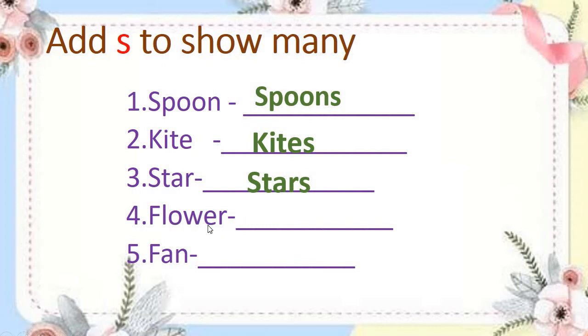F-L-O-W-E-R-S. Understood what I have to add? S. So, spelling is flowers. F-L-O-W-E-R-S. Flowers. Many flowers. Flower, flowers. Now number 5.